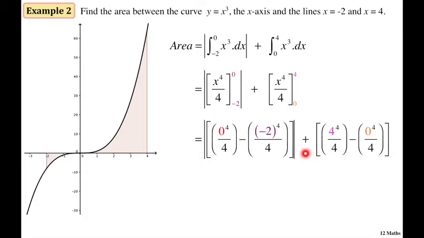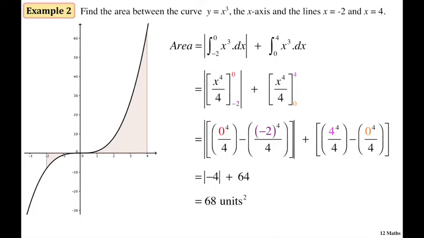Plus, then we do the other parts. 4 to the power of 4 over 4 minus 0 to the power of 4 over 4. Plug that into your calculator and you get negative 4 from this part, and there's still absolute value signs there, plus 64 from this part. Now the absolute value of minus 4 is plus 4, so it's really 4 plus 64, which is 68.